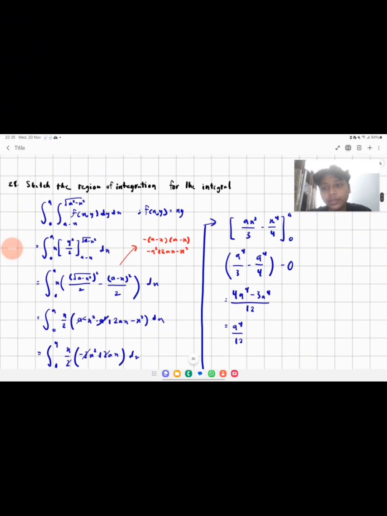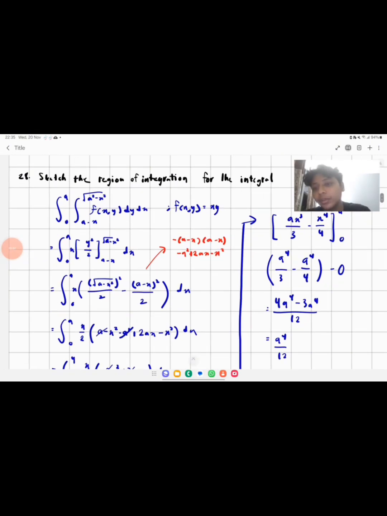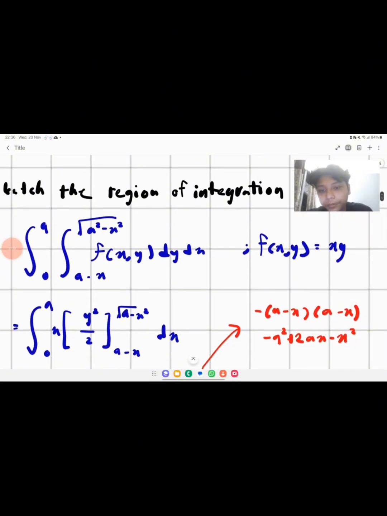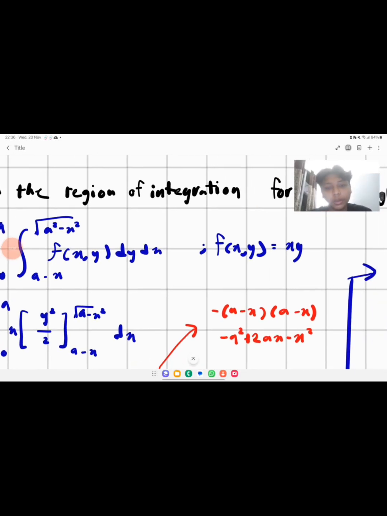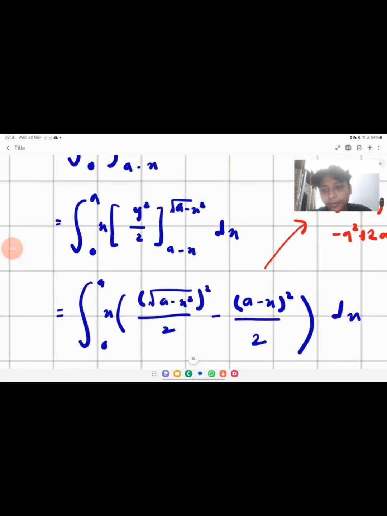So for question number 28, sketch the region of integration for the integral from 0 to a, and the integral from a minus x to square root of a squared minus x squared of f(x,y) dy dx, where f(x,y) is equal to xy, same as the question before.